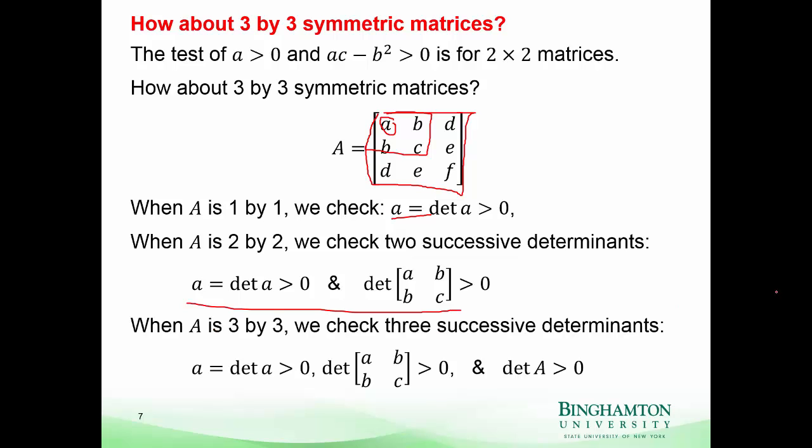And then when A is 3-by-3, our intuition pays off. We have to check that that is true. The upper left 1-by-1, the upper left 2-by-2, and the whole thing. And what about larger matrices? Well, we'll see in a minute. I'll write it down. We won't prove it. But you'll see that it's an obvious succession. You just keep going larger and larger from that upper left corner.